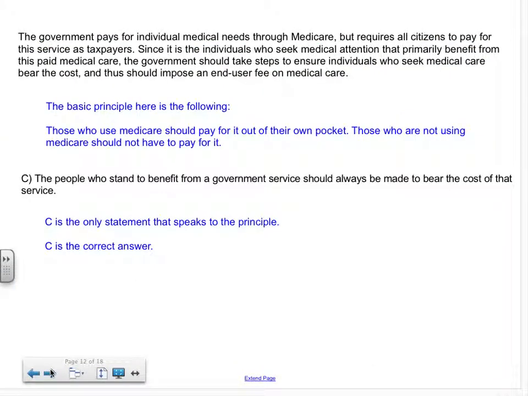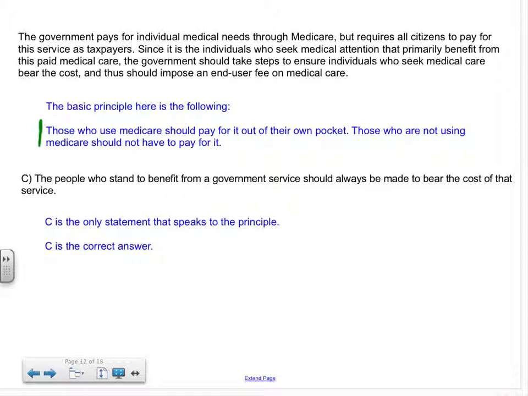So when defining a general principle for this passage, we can come to the general conclusion here. Those who use Medicare should pay for it out of their own pocket. Those who are not using Medicare should not have to pay for it. That we can conclude as a general principle of the passage.